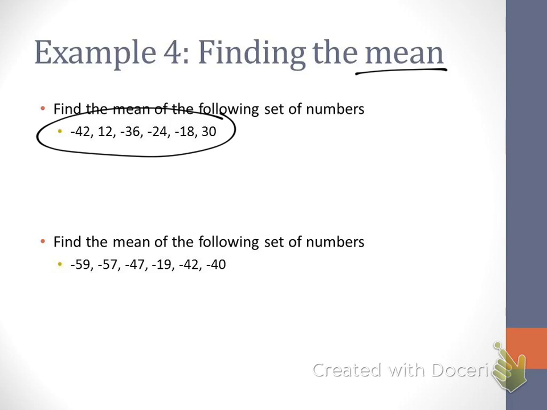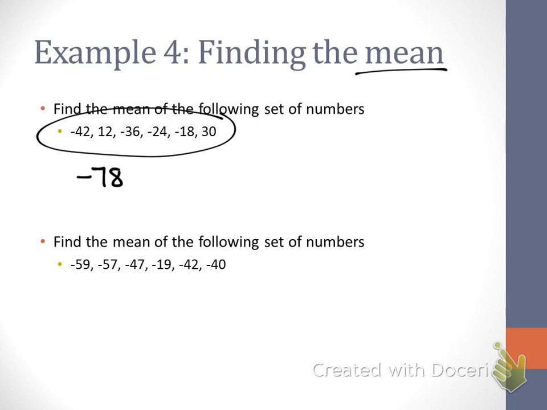Now, so I've got -42 on my calculator plus 12. Now let me ask you this. Do I have to do plus -36 or can I just do minus 36? Just do minus 36. Now, if you do plus a negative, then you could still get the right answer, but the more buttons you push, the more chances you have at making a mistake. Just do minus. Minus 24 minus 18 plus 30. And what do you get?